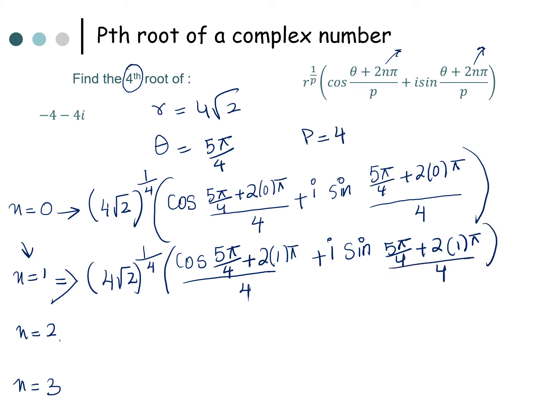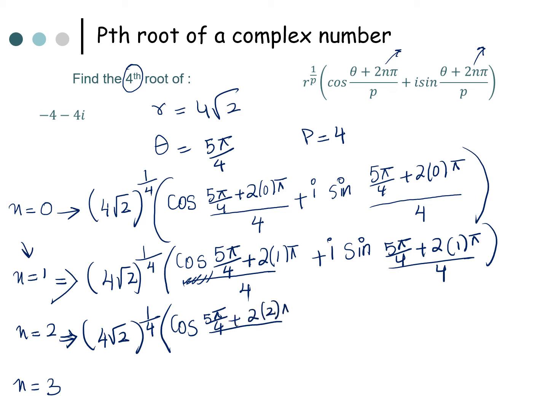Now write the third thing, that means when n equals 2. Again apply the same formula, that is (4√2) to the power 1/4, and now write the cos. The angle theta is 5π/4 plus 2, and here n is 2, then π whole upon 4, plus i sine theta, where theta is 5π/4.